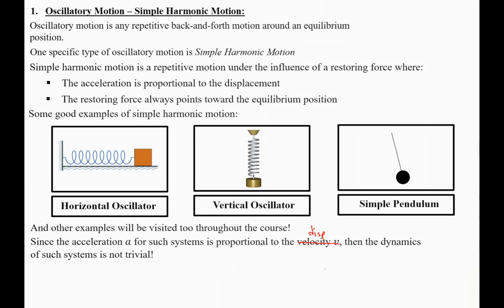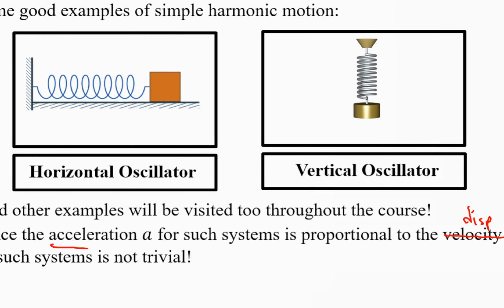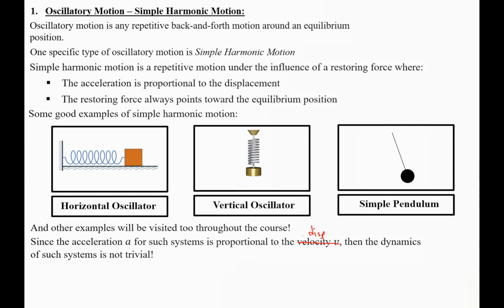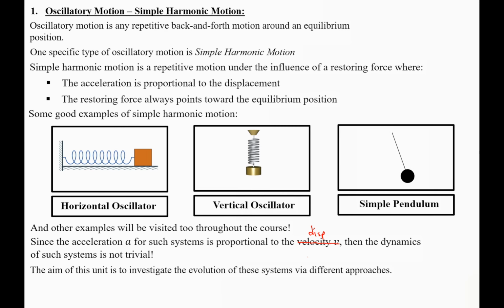Another complicated system is whenever the acceleration is proportional to the displacement, and as we shall see, a specific case is given by simple harmonic motion. Now in this case, if you think about it, the acceleration is proportional to the displacement or the velocity, which means they are not constant, and we cannot deal with them using kinematics. We need to deal with them using the calculus approach. The aim of this unit is to investigate the evolution of these systems via different approaches.